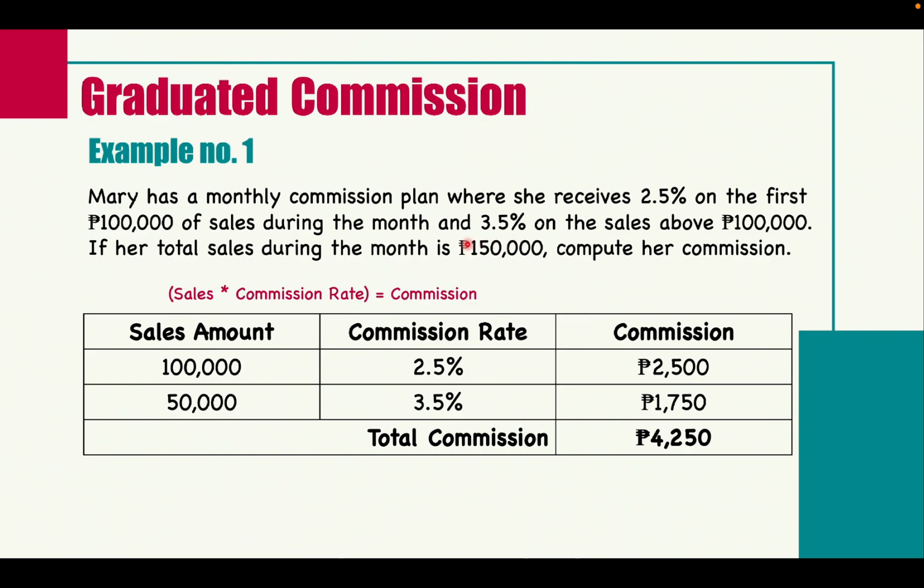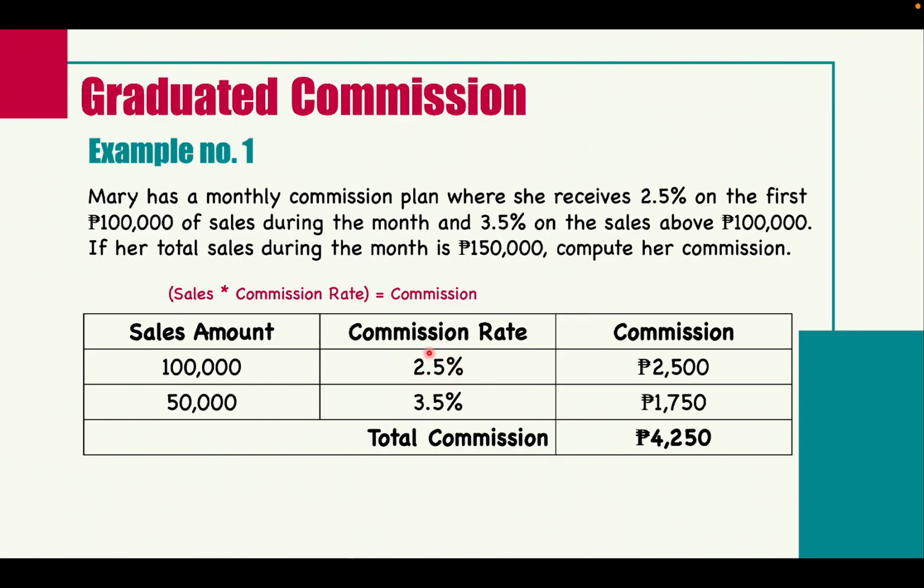So, if you can see here, ang condition natin is, for the first 100,000, meron siyang 2.5%. Kung makakabenta pa siya ng more than 100,000, yung remainder noon, or yung difference pala, ay magkakaroon ng 3.5% commission rate. Now, if her total sales during the month is 150,000, compute her commission. So, ibig sabihin, na-reach na yung 100,000 na limit, diba? So, yun yung una nyong ilalagay dito, kasi yun yung floor limit, 100,000. So, 100,000, ang kanyang commission for that is 2.5%.